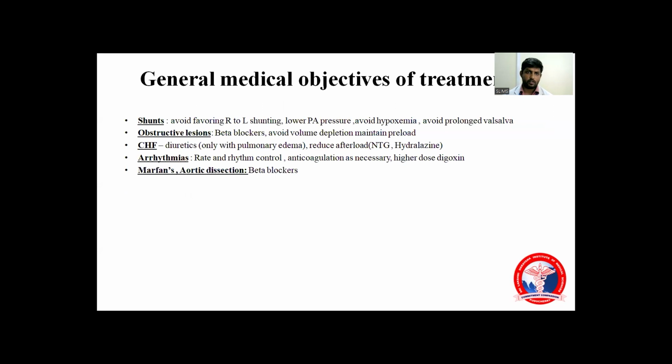So what are the general objectives of treatment? In shunts, we need to avoid favoring right to left shunting, avoid lowering PA pressure, avoid hypoxemia, avoid prolonged labor. In obstructive lesions, beta blockers need to be avoided, avoid volume depletion, maintain preload. And in congestive heart failure, we need to use diuretics and reduce afterload. In arrhythmias, we need to control rate and rhythm and give anticoagulation as necessary, and a higher dose of digoxin.